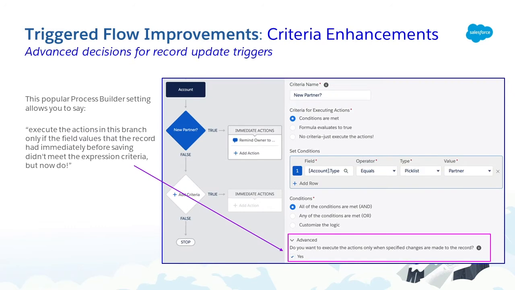The ability to say, execute the actions in this branch only if the field values that the record had immediately before saving didn't meet the expression criteria, but now do. You'd use this feature when you model a record's lifecycle as a progression through different stages. For example, you might model a case as passing through different stages of priority and want to have an email sent or an SLA started if cases are changed such that their priority is escalated to P1, but not if cases are changed when their priority was already P1.